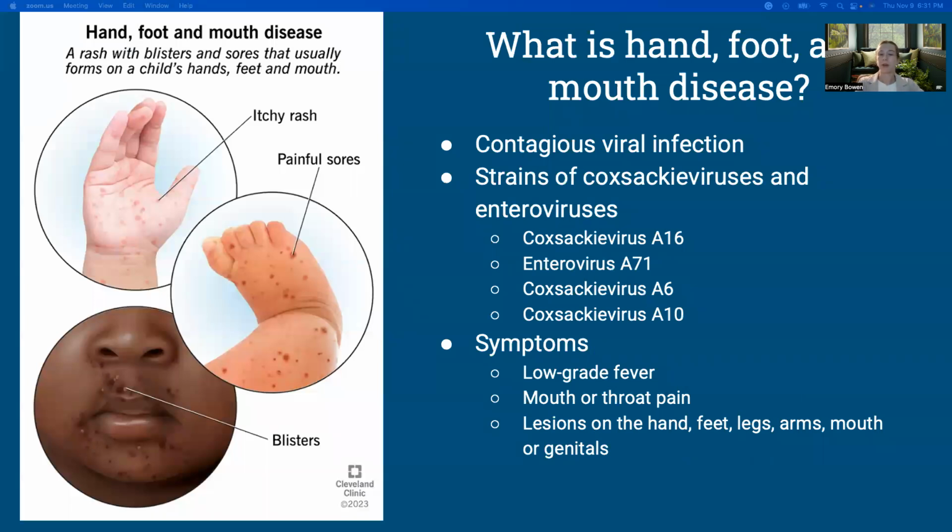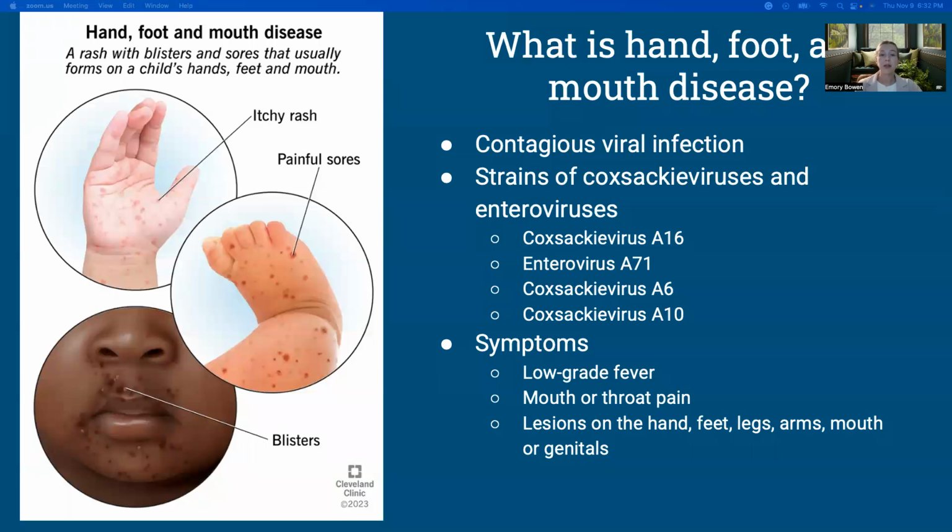So what is hand, foot, and mouth disease? It is a contagious viral infection. It's caused by strains of Coxsackie viruses and enteroviruses. The most common ones are Coxsackie virus A16 and enterovirus A71. And then Coxsackie virus A6 has recently emerged as one of the more dominant cases in the US. Coxsackie virus A10 has been implicated in more severe cases, so it should be especially looked out for.